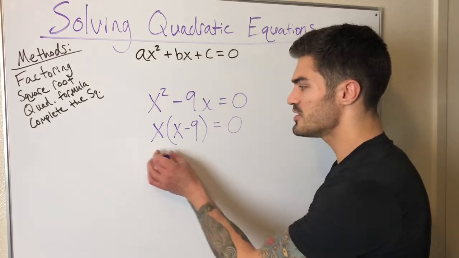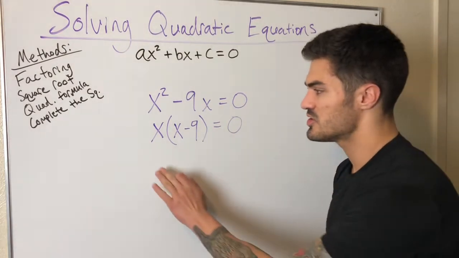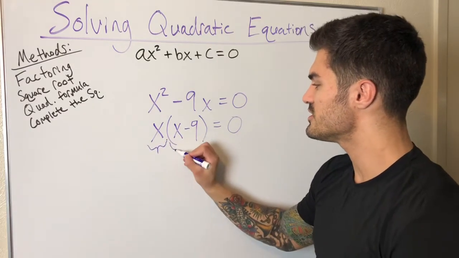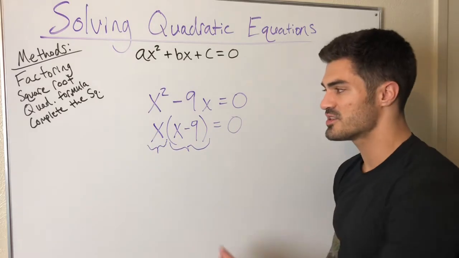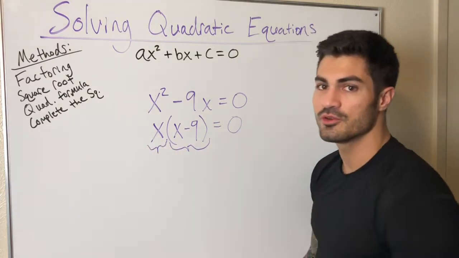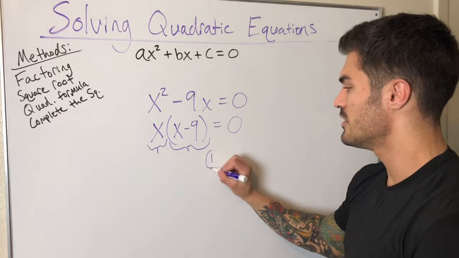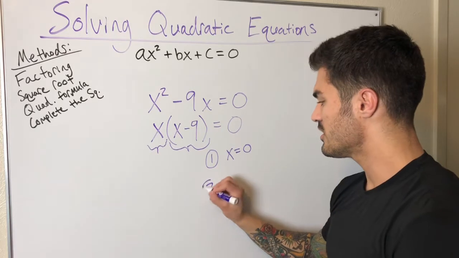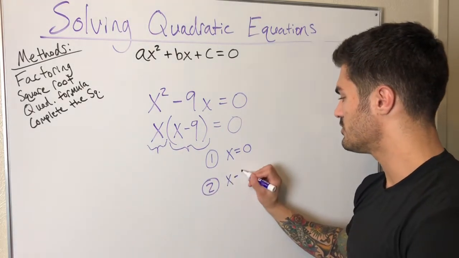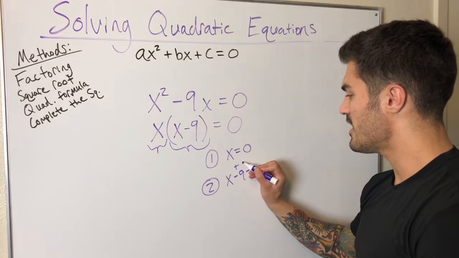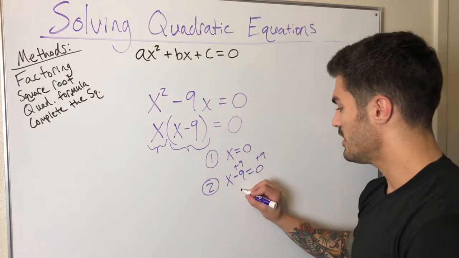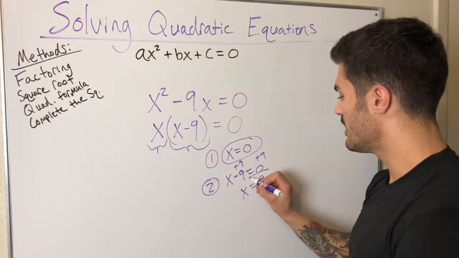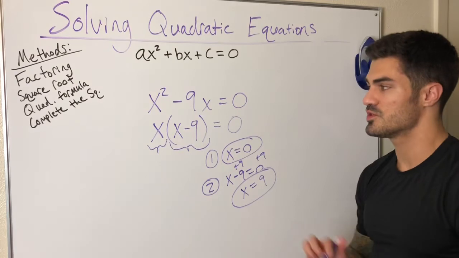So now look, I have two things being multiplied that are equal to 0. So can't I just set this first thing equal to 0, and this second thing equal to 0? Same process, except here we just have an x instead of a binomial, right? Which actually makes it easier. So our first solution is x equals 0, and that's already solved for us, right? And then our second solution, let's see, x minus 9 equals 0. By adding 9 to both sides, I get x equals positive 9. So I have x equals 0 and x equals 9 as my solutions for this quadratic equation.